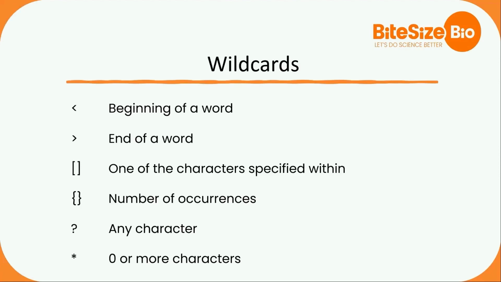Okay, so here is just a brief recap of wildcards in Word. So these allow you to make much more complicated searches and allow you to search for patterns rather than defined instances. For example, here again, the less than symbol, beginning of a word, greater than symbol, end of a word. The square brackets means one of the characters specified within, which can include ranges. The squiggly brackets means number of occurrences. A question mark can mean any character, one instance of any character, and the asterisk can mean 0 or more characters. There are other features of wildcards as well. And again, we've got that included in a guide to the wildcards included in the download document.